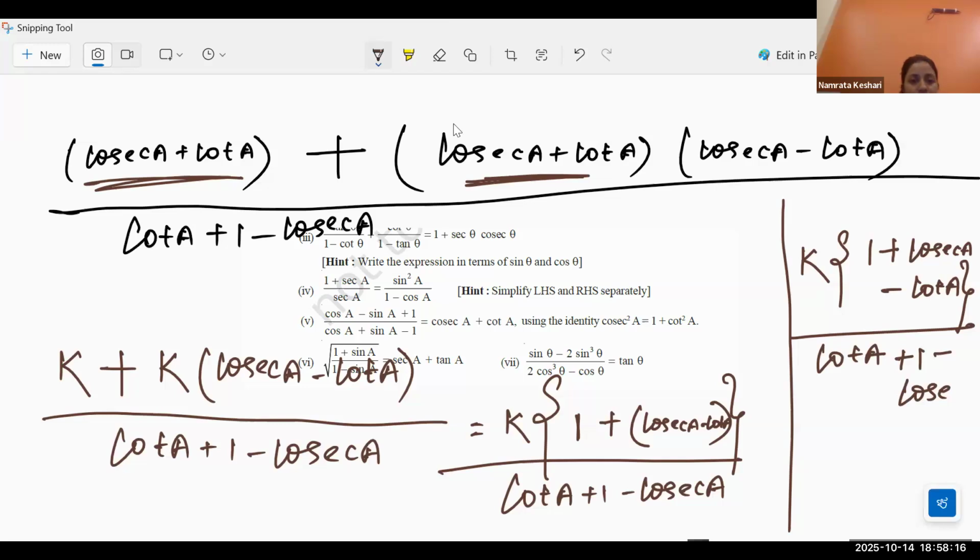Wait, am I writing something? We are dividing by sine. So this will become cos by sine is cot, sine by sine is 1, and 1 by sine is cosec. Just a second, I think I have written something else.